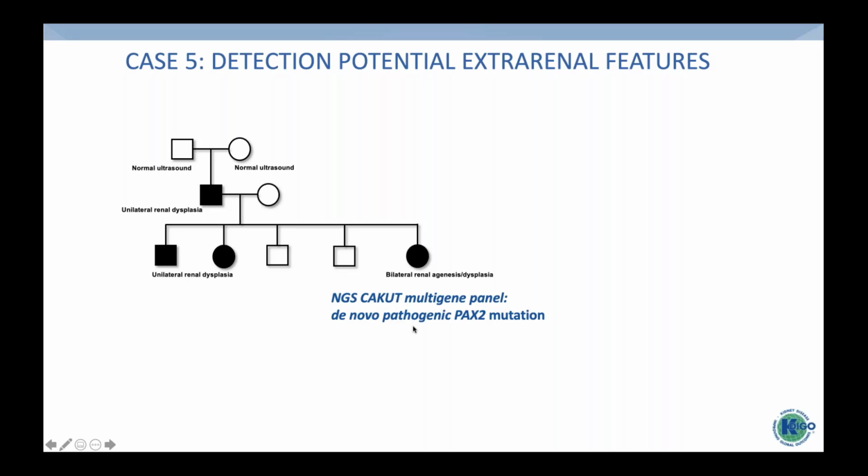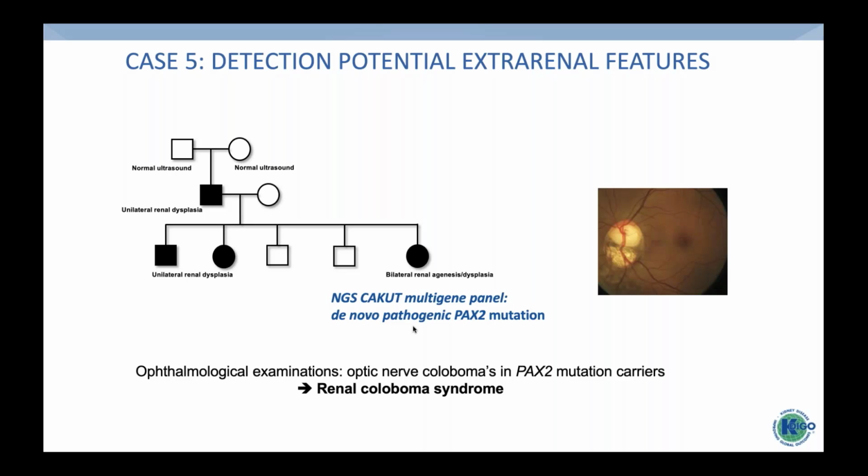So this was an indication for us to send these patients to the ophthalmologist. And what we indeed found is that these patients have an optic nerve coloboma, and so they do have renal coloboma syndrome.